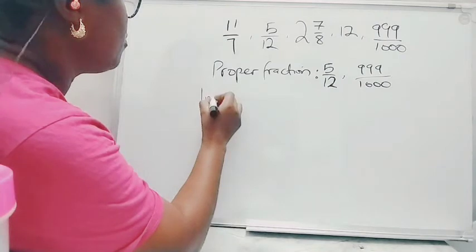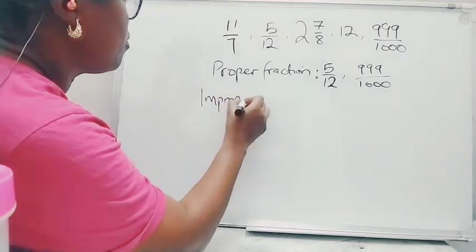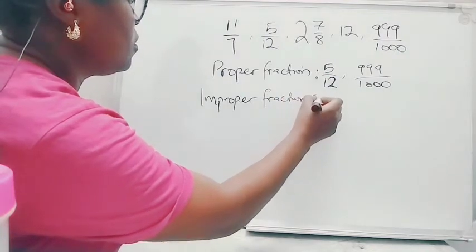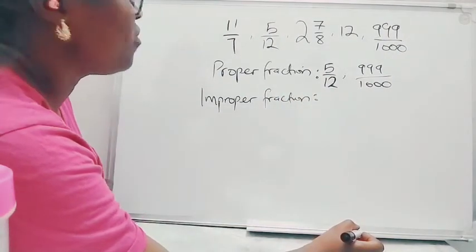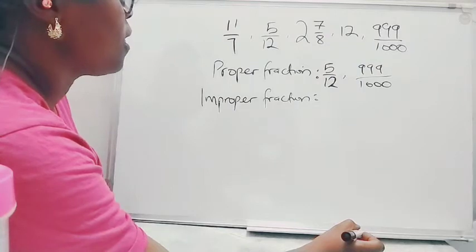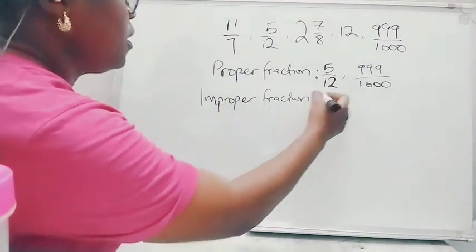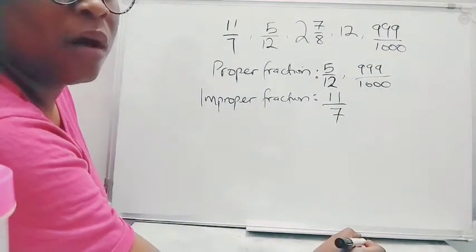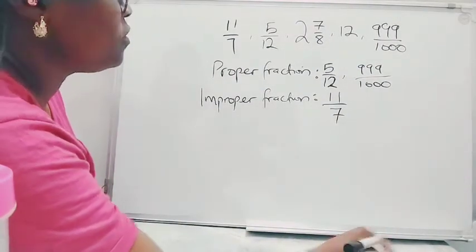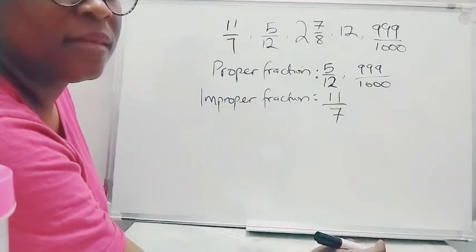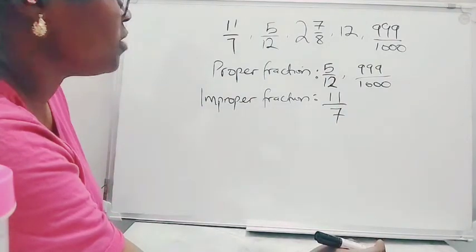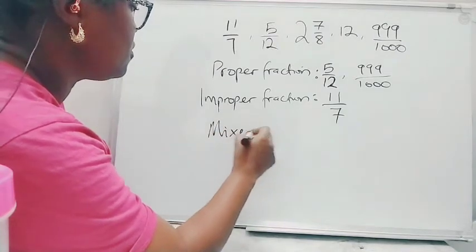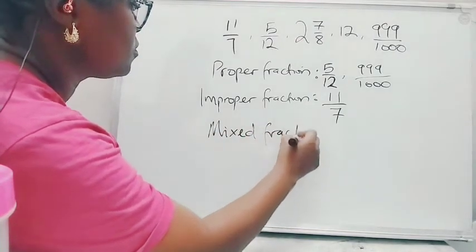Then we have improper fractions. From this list, the improper fraction is 11 over 7, because the numerator is greater than the denominator. So we have an improper fraction, and then we have mixed fraction.